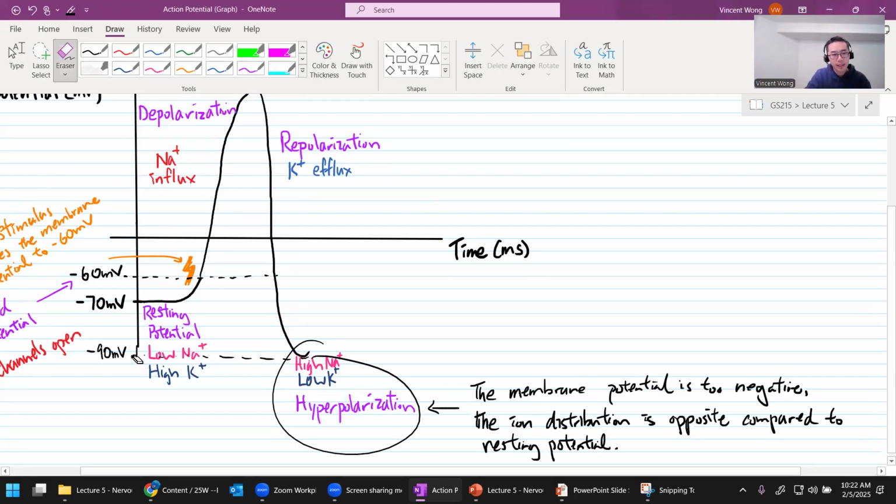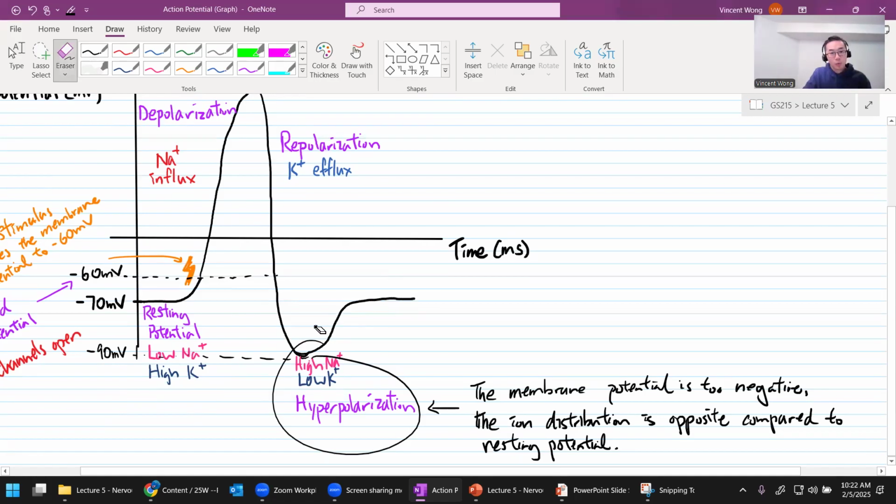Okay, so two things. Compared to the beginning, number one, we are too negative. Number two, look at the ions. It was supposed to be low sodium and high potassium, and now it's backwards. Okay? So we gotta fix this. We gotta bring it back up to -70.